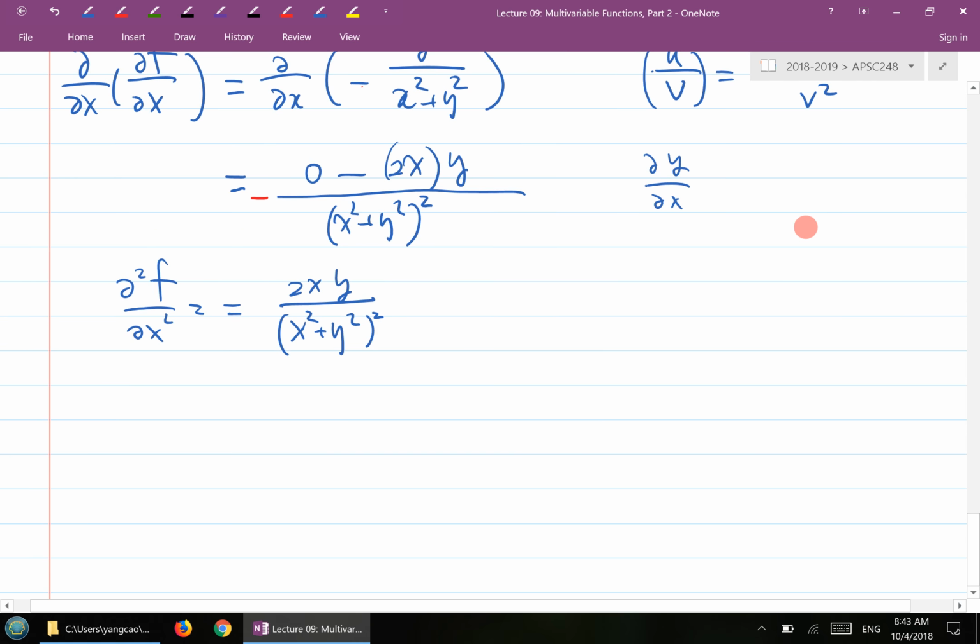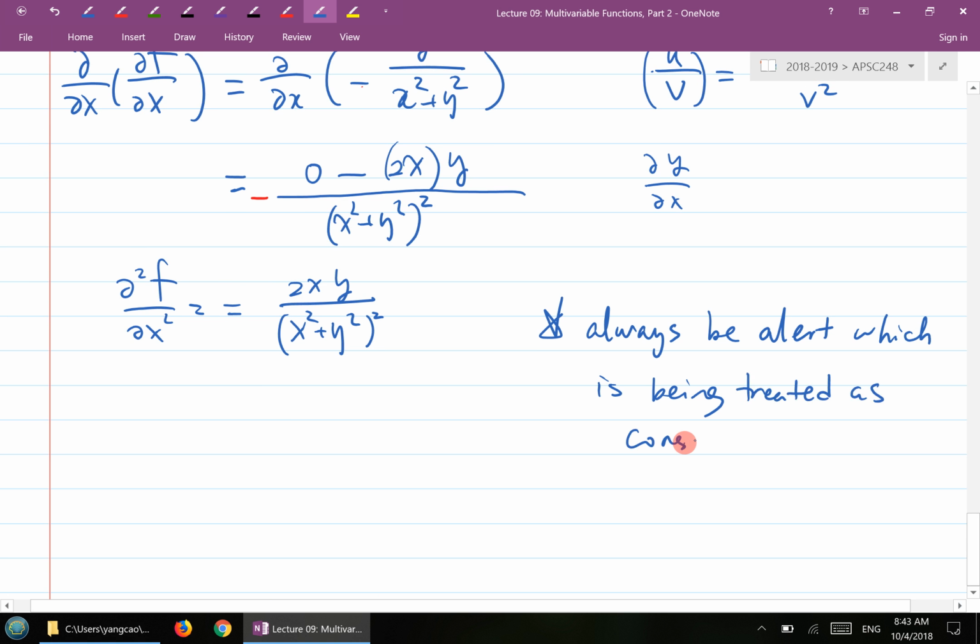So the emphasis is basically to always be alert about which variable is being treated as a constant. Which variable am I taking the partial derivative with respect to? Which other variables am I going to take as constants? Because your mind will always play tricks on you. That's a fact.